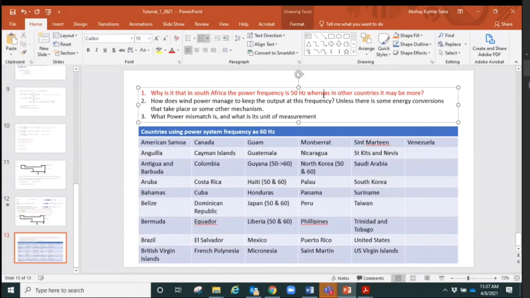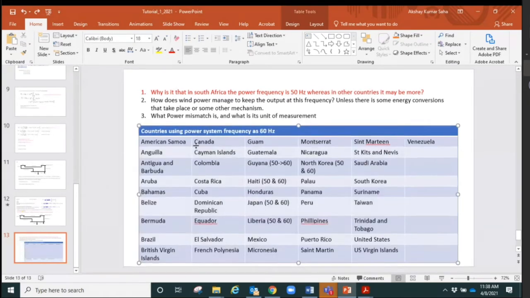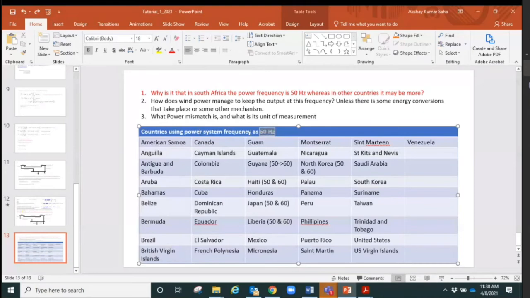Whereas in other countries it may be more, it's maybe more, but not many different frequencies higher than 50 Hz. I have a list of countries and at which frequency they are operating, but for now I just have shown on this table the countries that are using power system frequency as 60 Hz. All others are using 50 Hz.